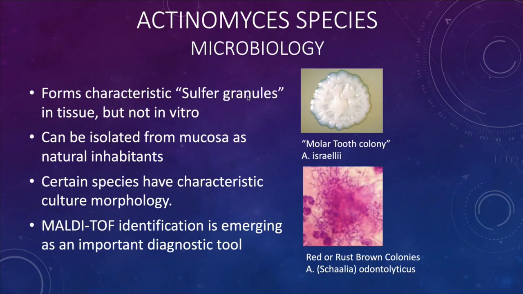So another characteristic of Actinomyces is that it forms sulfur granules, characteristic sulfur granules, but only in tissue, only in vivo, not in vitro. So you don't see sulfur granules when you grow it out on culture, when you plate it out, but you do see it in tissue. And this can be a very characteristic type of finding. MALDI-TOF identification is emerging as an important diagnostic tool, as it is for Nocardia. So we may be able to speciate some of these that were more difficult to do so before.